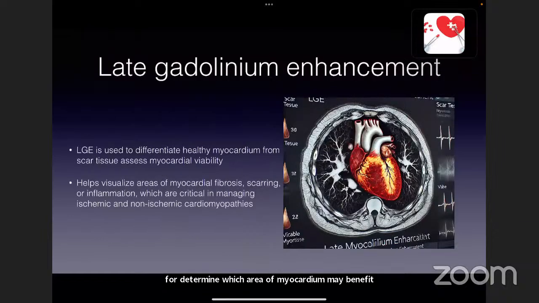Late gadolinium enhancement. LGE is used to differentiate healthy myocardium from scar tissue and assess myocardial viability. It helps visualize areas of myocardial fibrosis, scarring, and inflammation, which are critical in managing ischemic and non-ischemic cardiomyopathy.